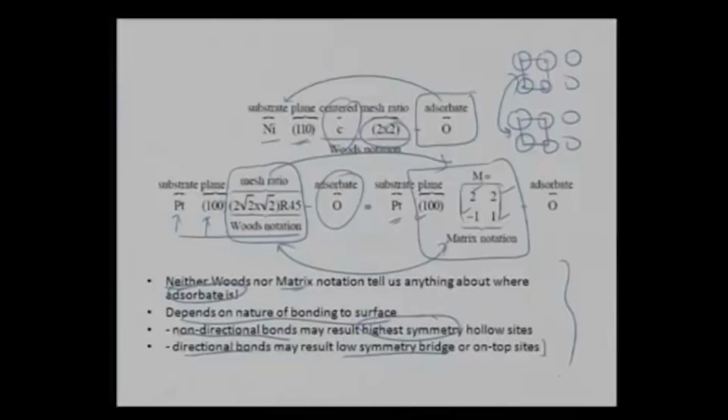And then we also learnt how we can utilize the matrix notation and Wood's notation to say how a particular adsorbate is sitting on a particular adsorbent surface, and how we can play around with it. But these techniques don't tell us exactly where the particular adsorbate is sitting. They only tell us how they are sitting. So I end my lecture here. Thanks a lot.